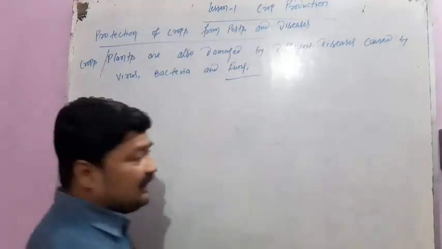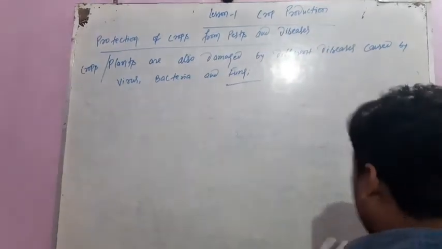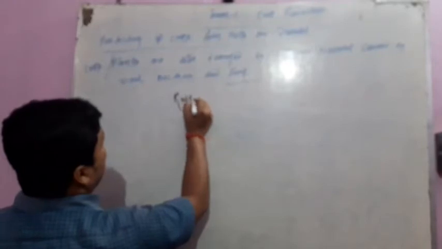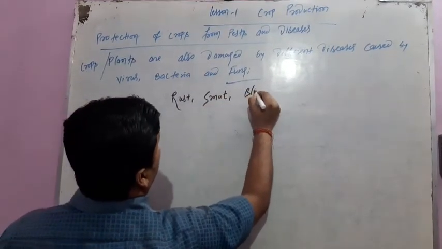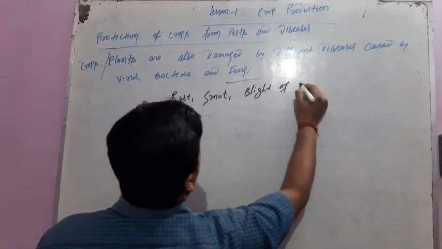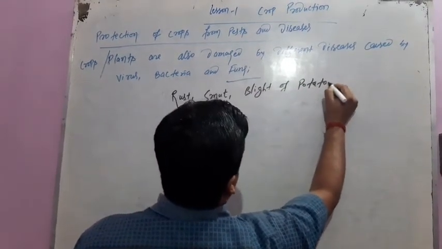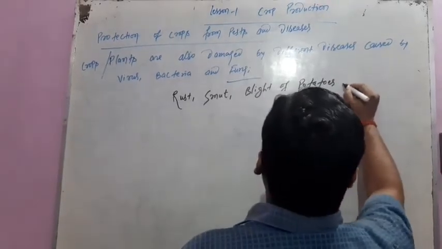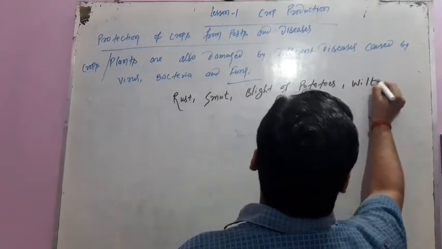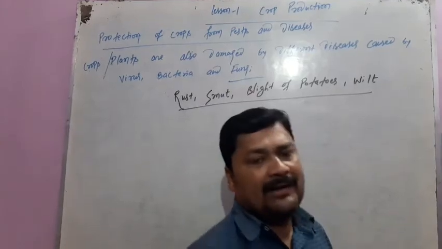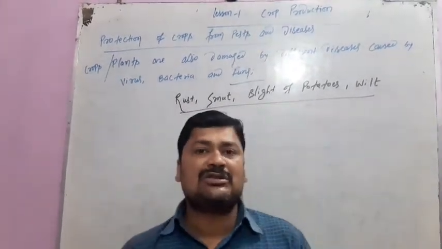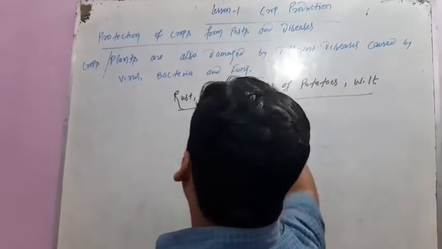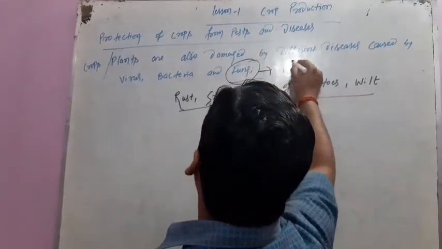Some common diseases caused by these microorganisms are rust, smut, blight of potatoes, and wilt. These are some common diseases that damage our crops. To protect against this type of disease, we also use some pesticides. For example, to kill fungus, we use fungicides.